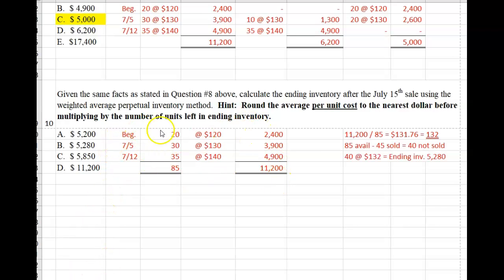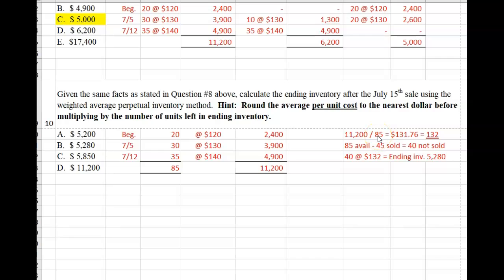I set up my cost of goods available for sale in the same manner that I did in the prior two problems, because they're the same numbers. I did get a column set aside solely for the quantity, and the beginning is 20, the July 5th is 30, and the July 12th they purchased 35, because I know that under weighted average I have to get the total cost of all goods available for sale, that's $11,200, and divide it by the number of units I own. So I had to add up the units I own, 85 units.